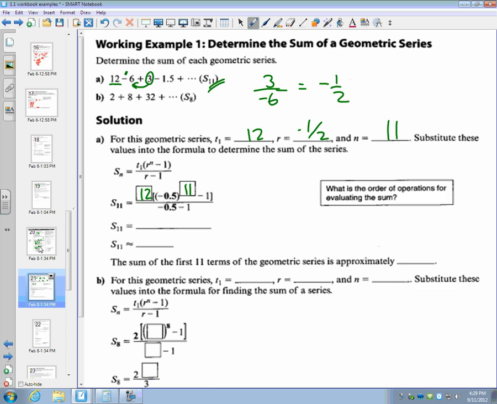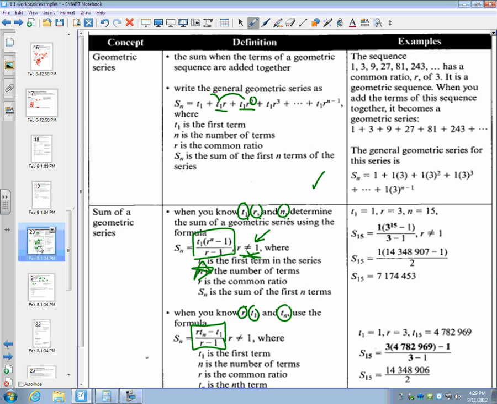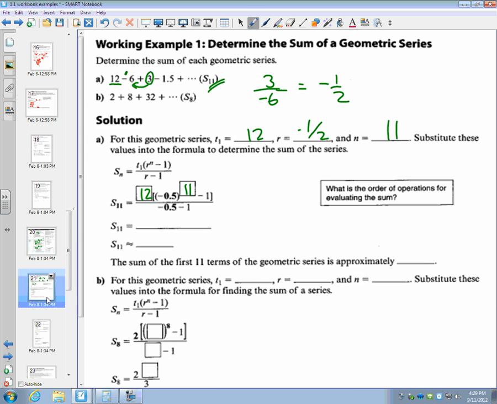So let me just look at this. Is it to the power of n minus 1? No, it's r to the n, minus 1. So make sure you have that formula correctly. Okay, and on the bottom, it's the rate minus 1. So negative 0.5 minus 1. I'm going to do the bottom first. I owe you 50 cents. I owe you another $1. I owe you $1.50.